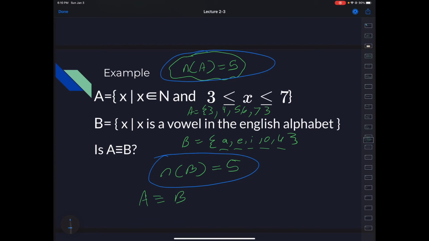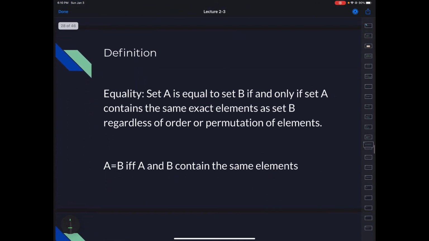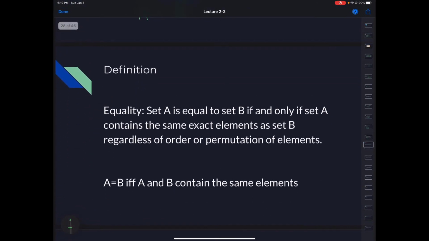Now don't worry, because we do have a definition for a word that's much easier to understand. We have another definition, equality. Set A is equal to set B if and only if set A contains the same exact elements as set B, regardless of order or permutation of elements, which means it doesn't matter which comes first, which comes second. If they have the same elements, then A is equal to B. Notice the two lines in the equal sign instead of equivalence. A is equal to B if and only if A and B contain the same elements.